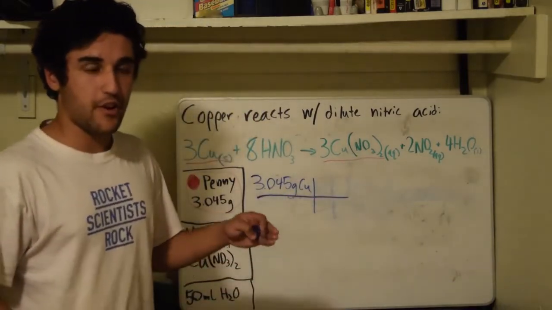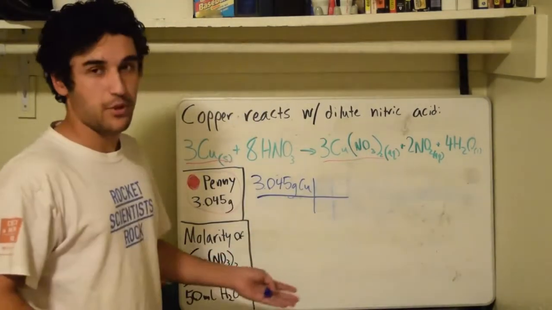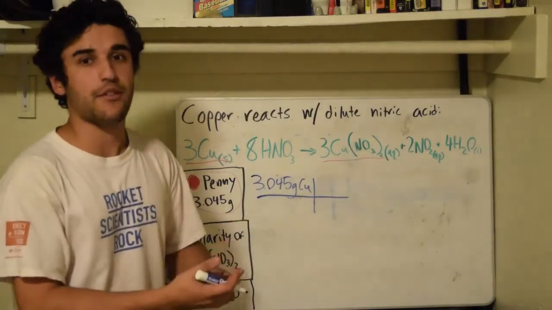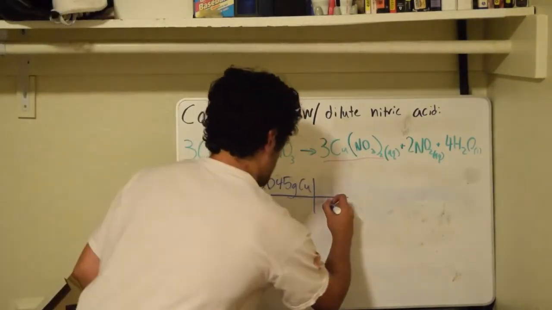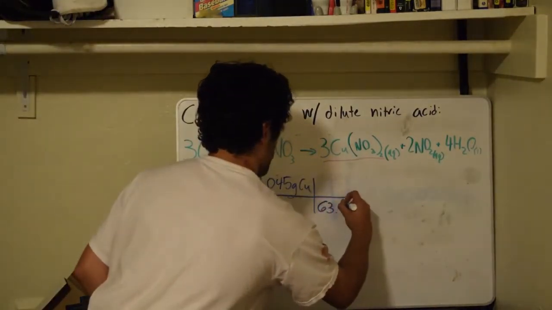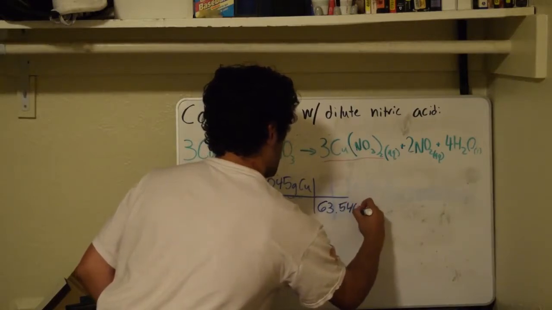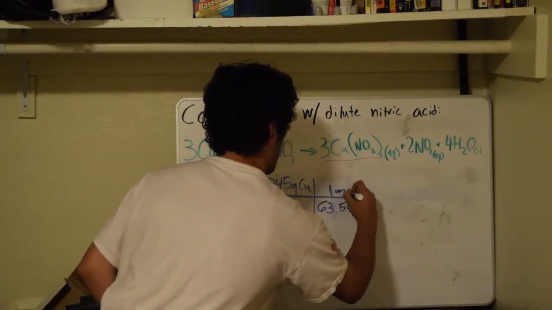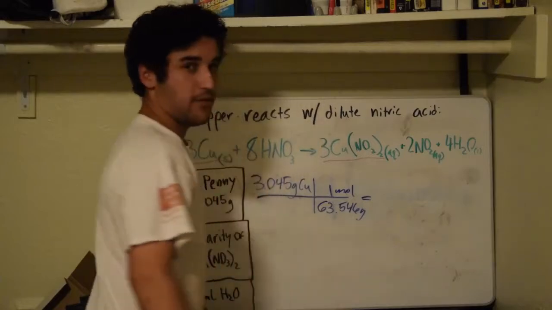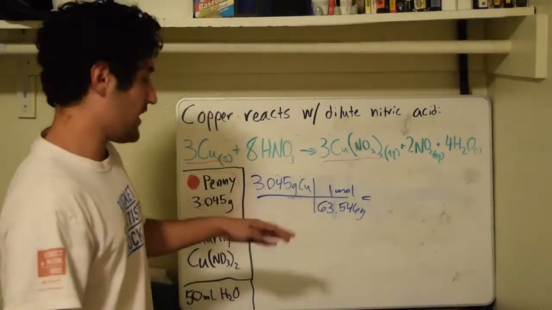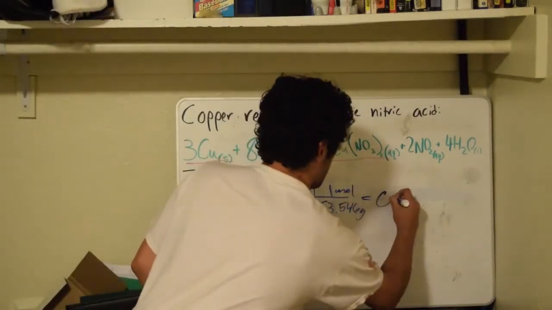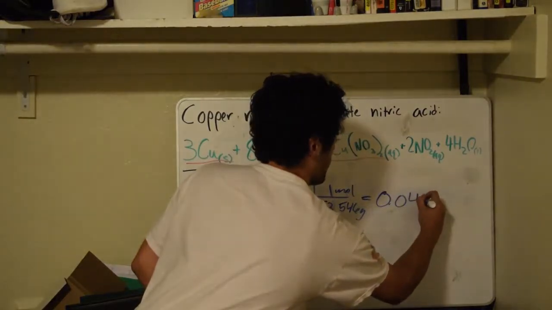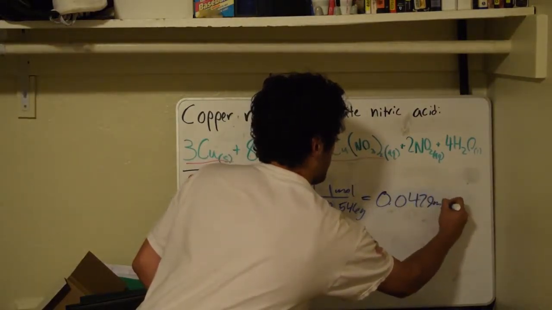Since we're going from grams to moles, we can put the conversion in for the molecular weight of copper, which is 63.546 grams for 1 mole. And you calculate that out, and you get 0.0479 moles of copper.